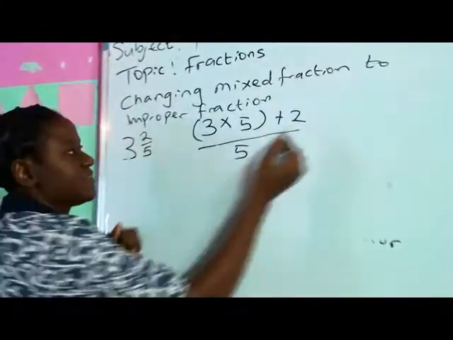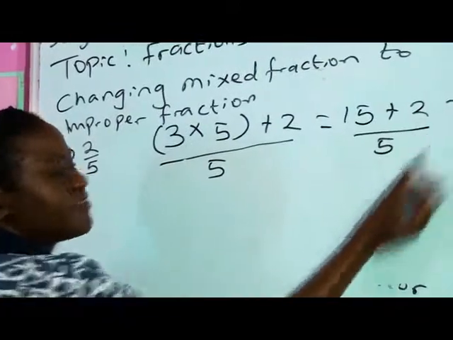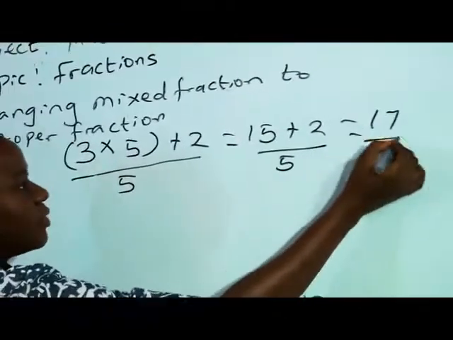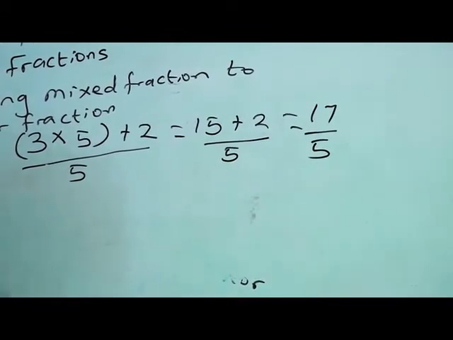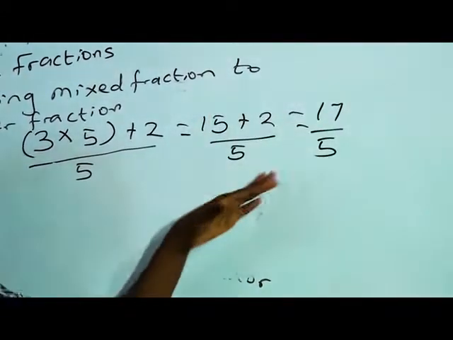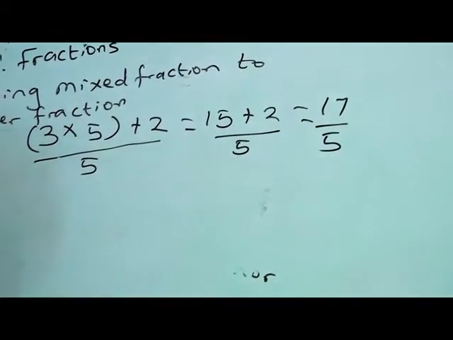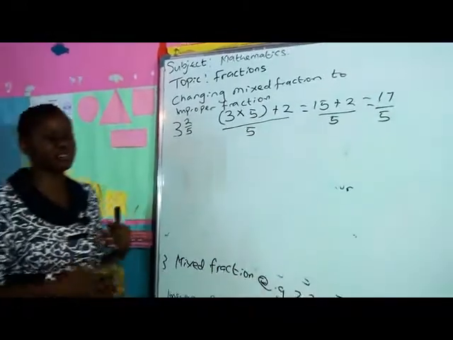3 times 5 is 15. This gives me 15 plus 2 over 5. 15 plus 2 is 17 over 5. So 17 over 5 would be an improper fraction. Remember, a little child carrying the father. Improper fraction.